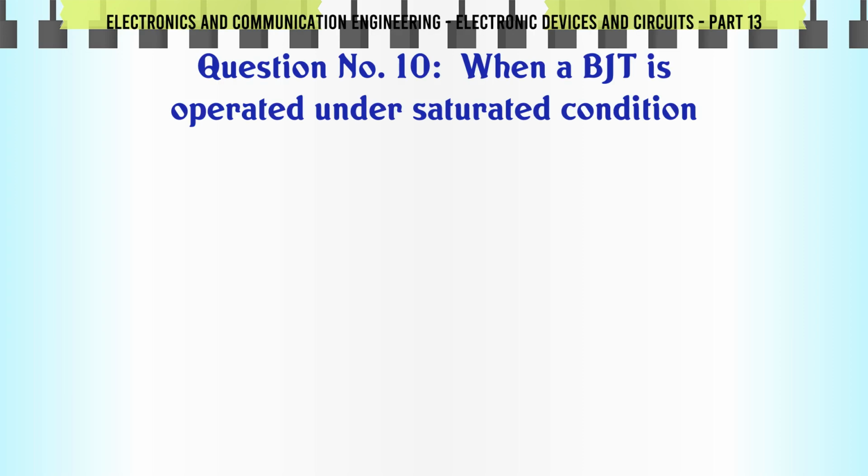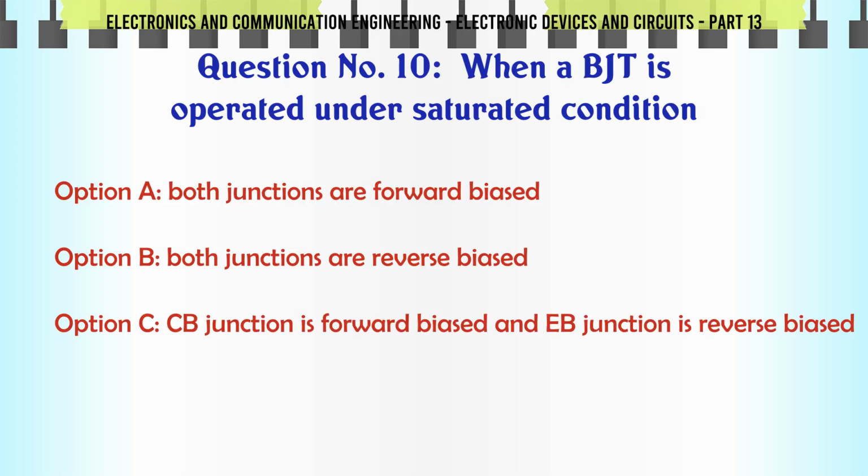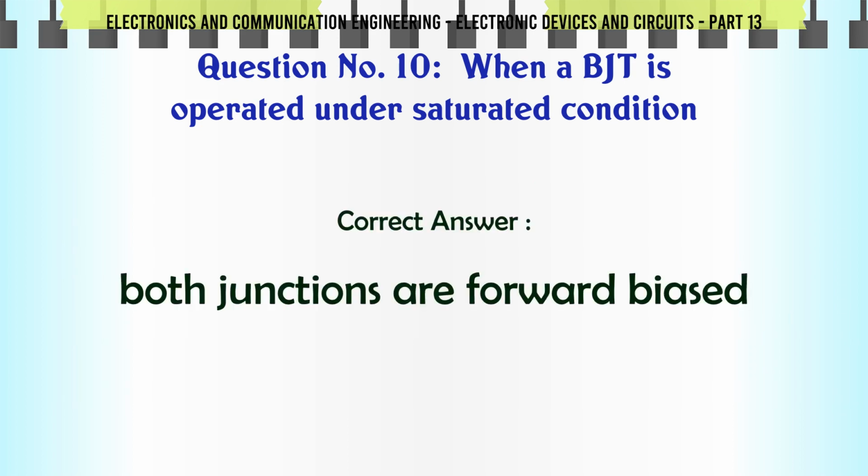When a BJT is operated under saturated condition: A. both junctions are forward biased, B. both junctions are reverse biased, C. CB junction is forward biased and EB junction is reverse biased, D. EB junction is forward biased and CB junction is reverse biased. The correct answer is both junctions are forward biased.